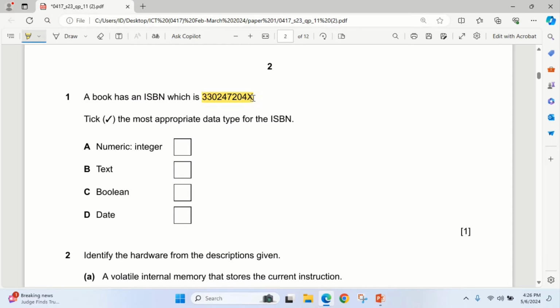See, the most appropriate data type for the ISBN. So we have different types of data type you can use for data. So which one is more appropriate for this?